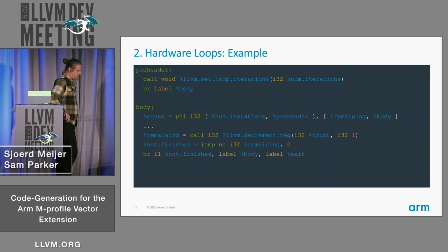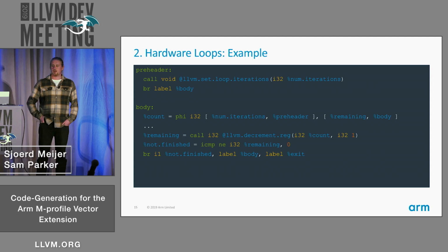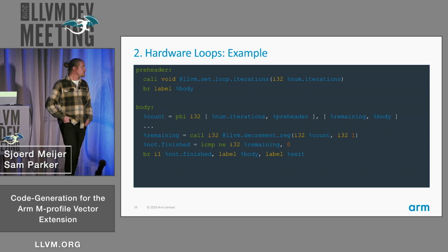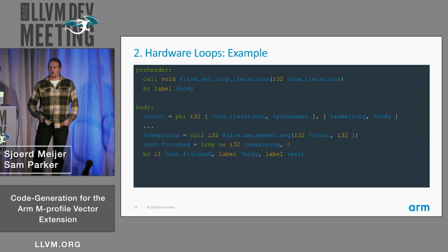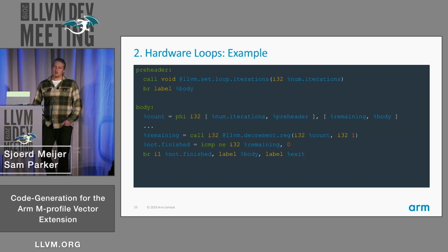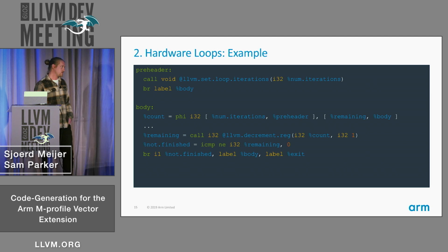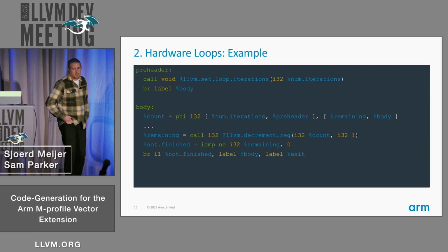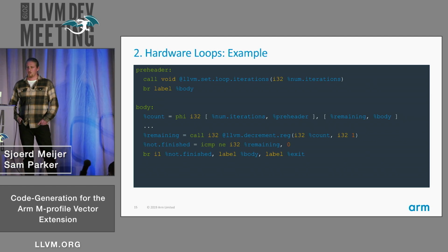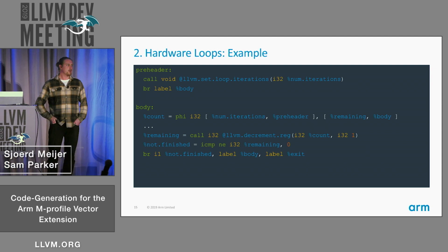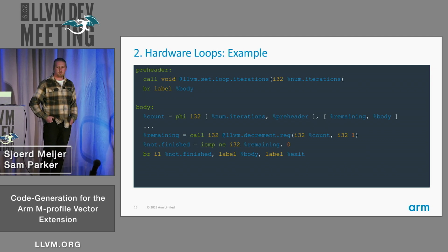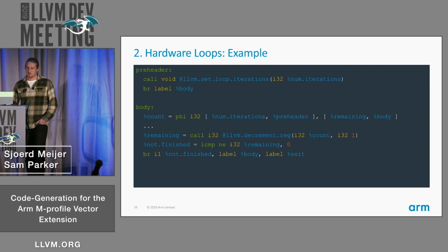So a concrete example here. In the pre-header, we have our set loop iteration, and that takes 1 operand, and that value enters the loop via phi, and that phi value is consumed by a decrement reg intrinsic, and this returns the remaining number of iterations we still want to execute. That feeds the iCompare, and then that feeds the conditional branch. So all the control flow is handled by normal LLVM instructions.